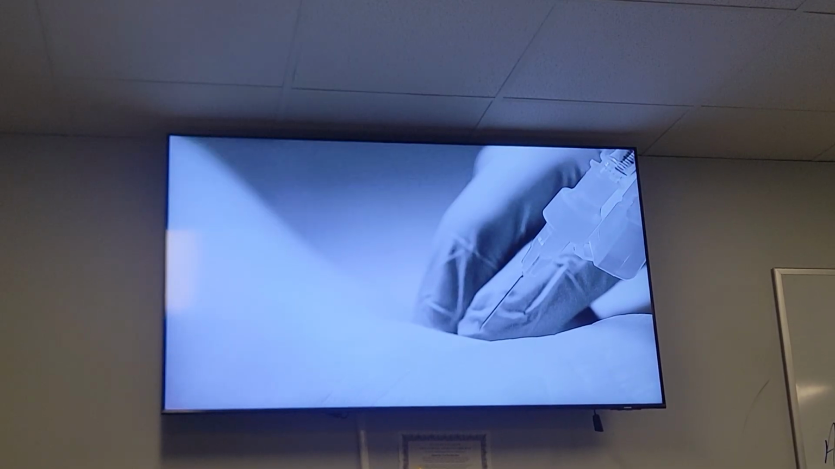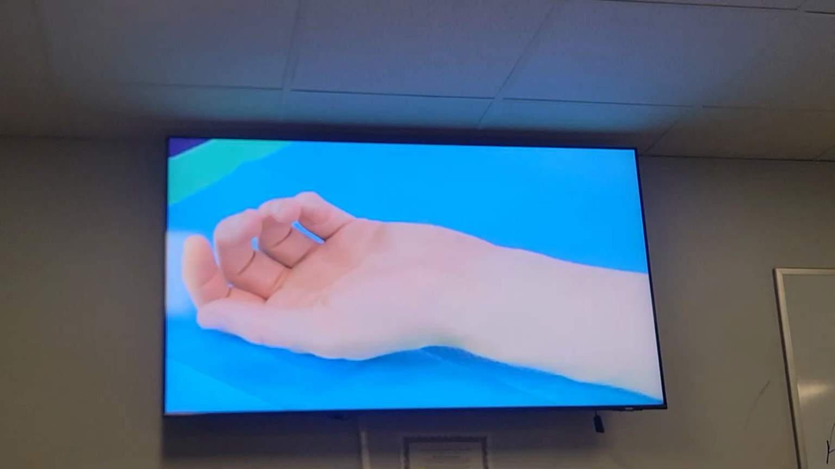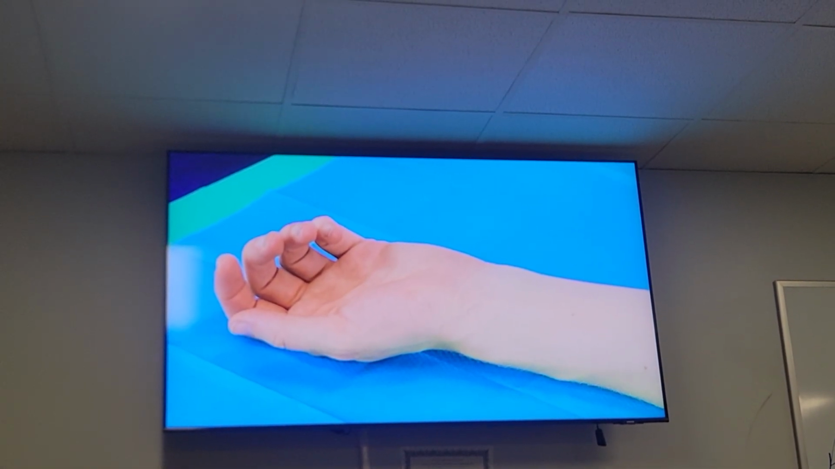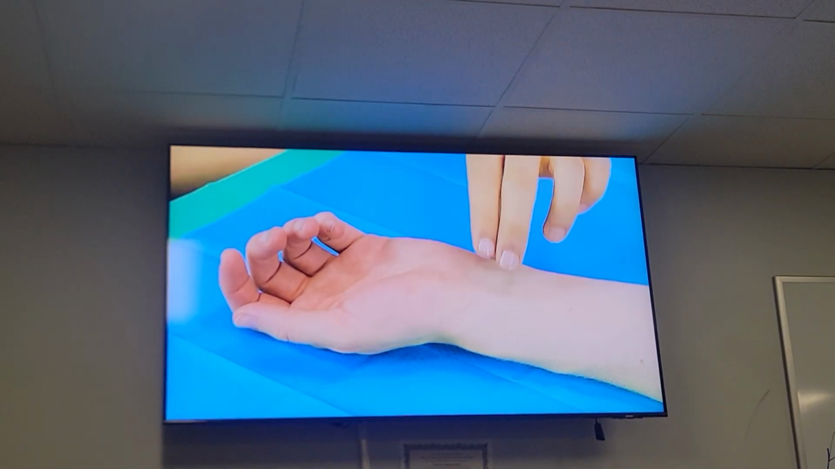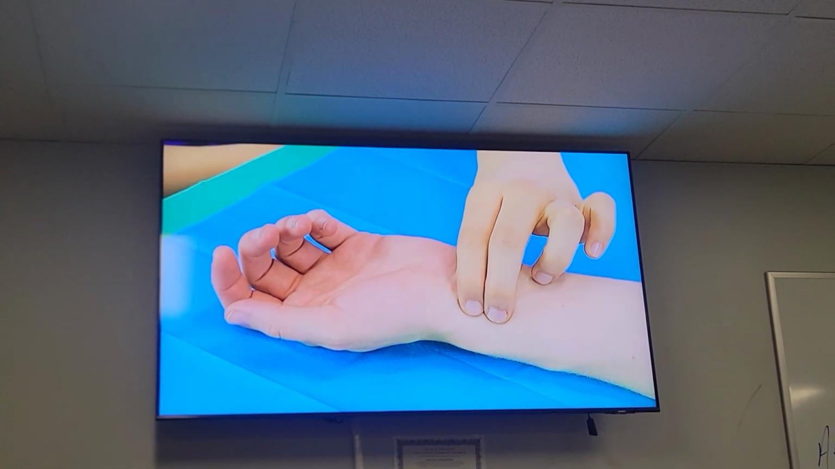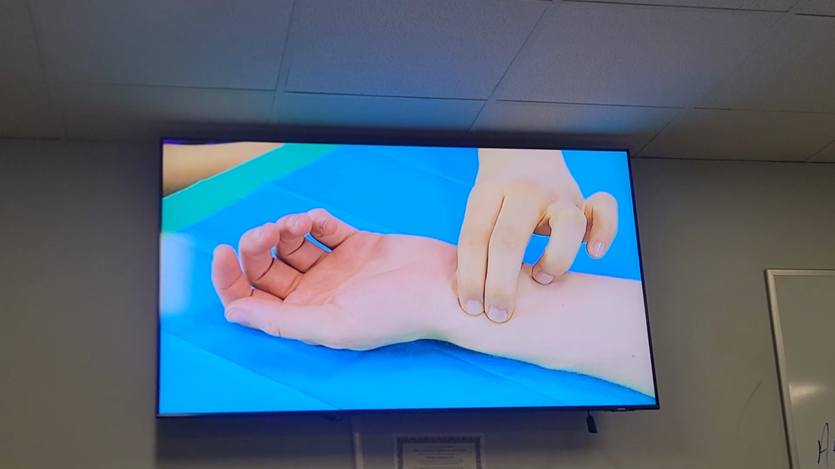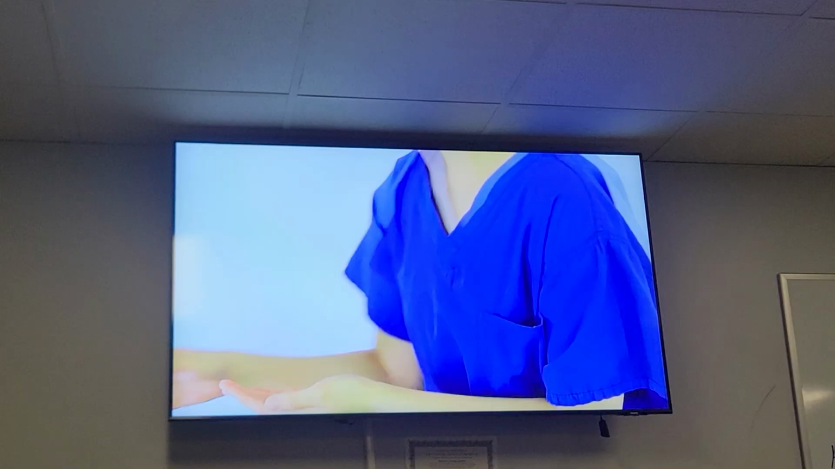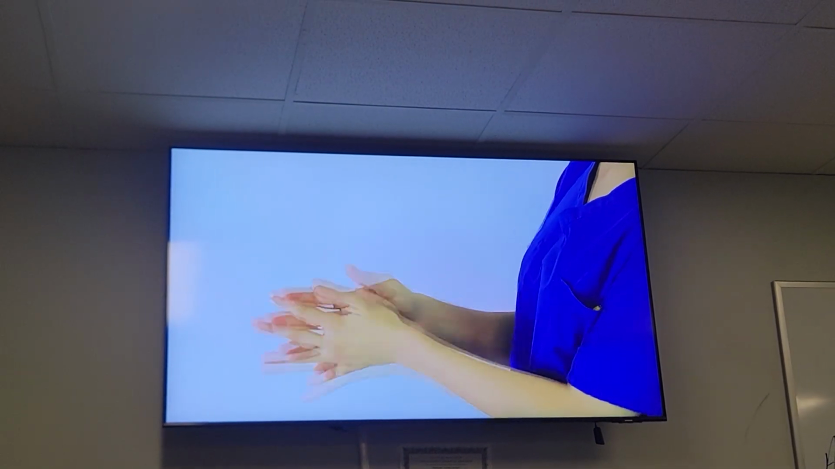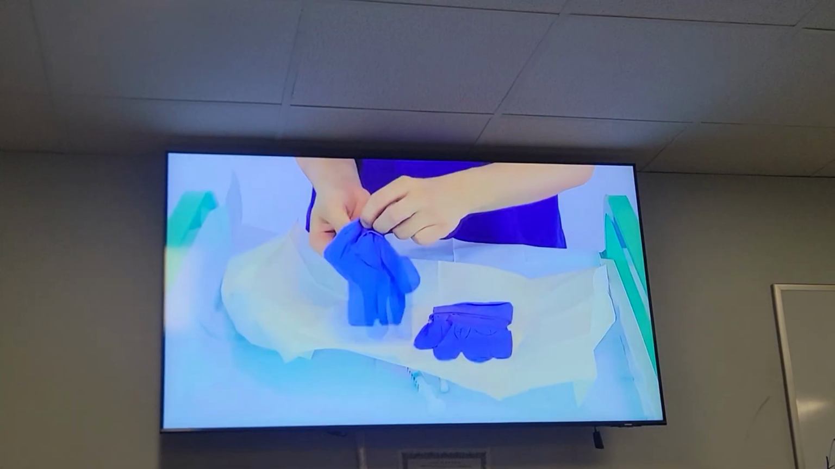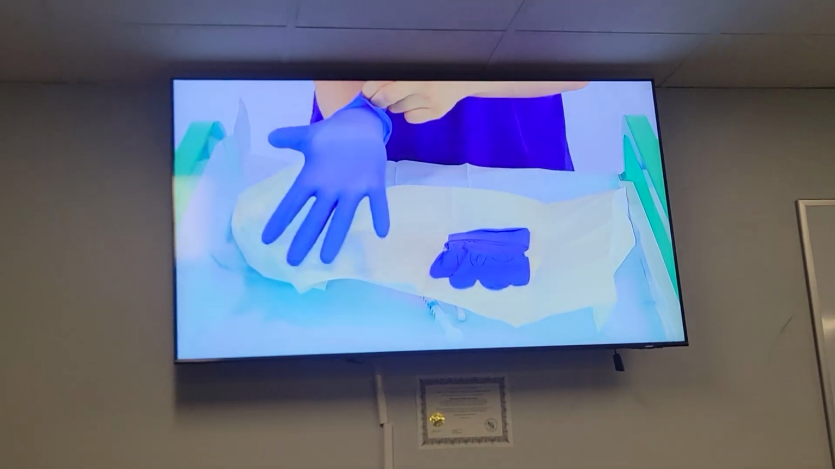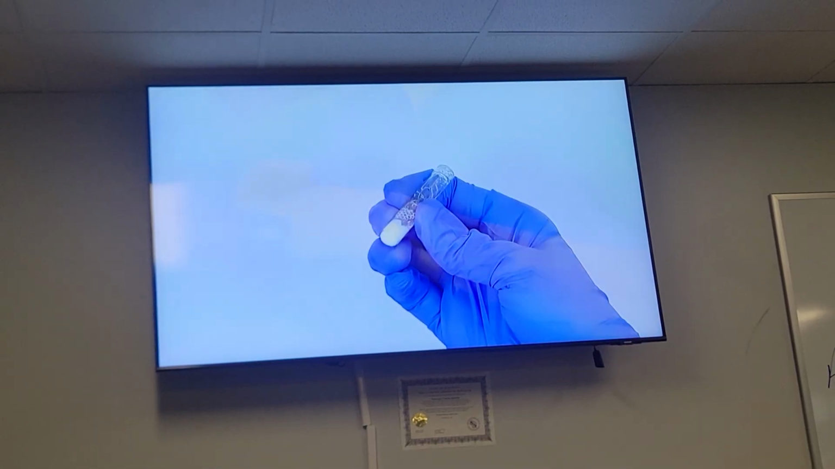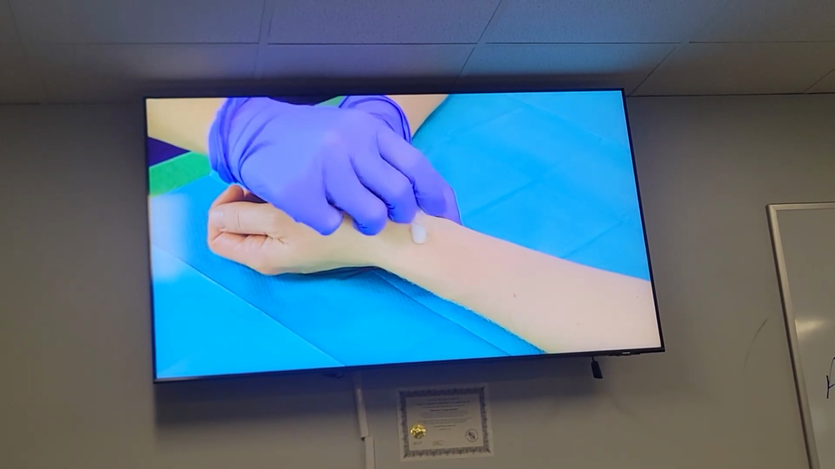Once we are all set up, we position the patient's wrist so that it is slightly extended. This causes the radial artery to sit slightly more superficially, which makes accurately locating it a bit easier. We wash our hands with antimicrobial hand wash or gel, and then put on our gloves. We then clean the area with the antiseptic skin preparation.